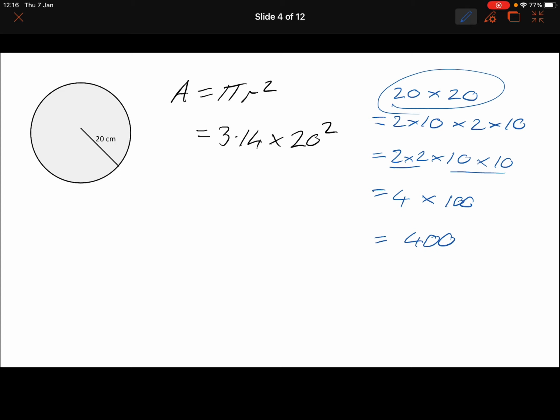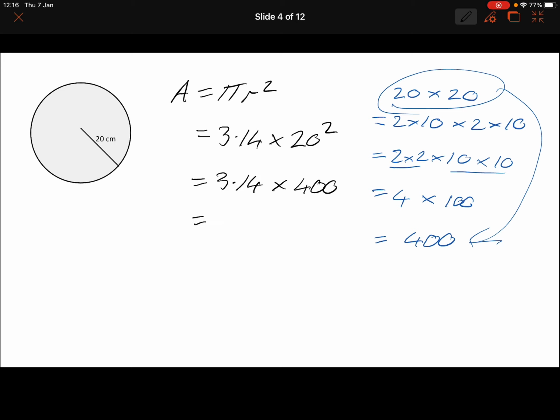You may have realised right at the beginning, I know that 20 times 20 is 400, and you may have just changed it straight away, okay? That's another wee strategy in case you like it. Moving on. That means my question was 3.14, and I'm going to multiply it by 400.